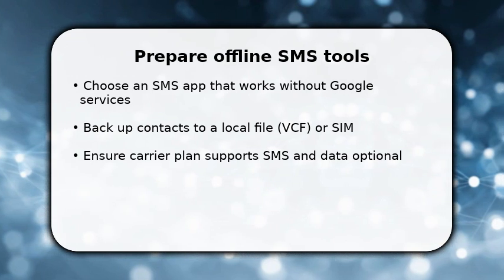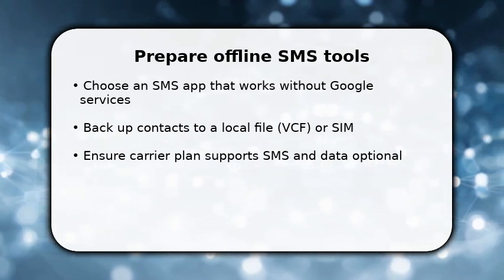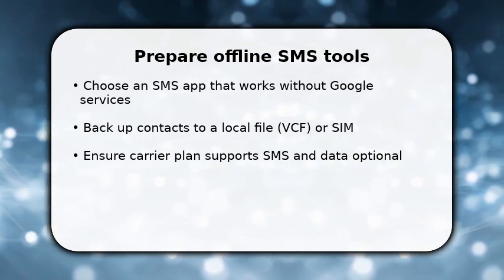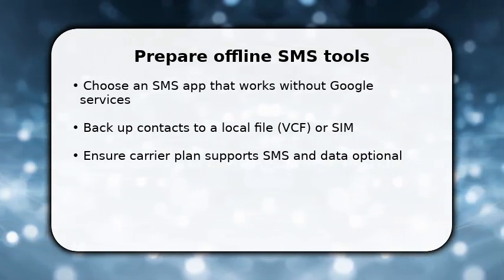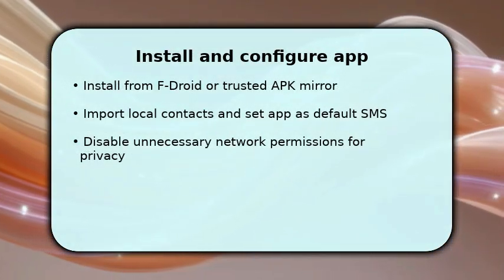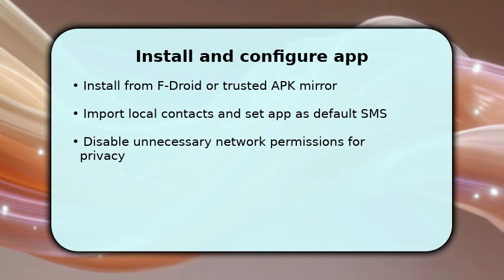Once these prerequisites are complete, install the chosen APK or F-Droid build and grant only essential permissions to keep things private. Now you install the app from F-Droid or a verified APK. Avoid app stores that demand Google sign-in.